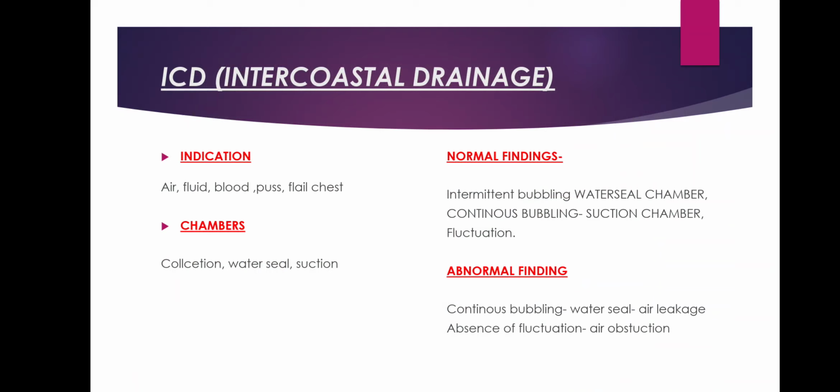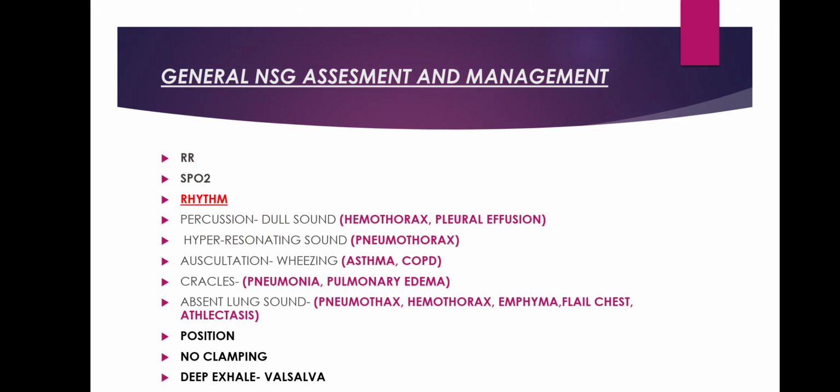Intercostal drainage indications: pneumothorax, hemothorax or flail chest. Chambers are 3: collection chamber, water seal and suction. Normal findings: there will be intermittent bubbling in the water chamber, continuous bubbling in the suction chamber, and fluctuation. Abnormal findings: continuous bubbling in the water seal, air leakage, absence of fluctuation and air obstruction.